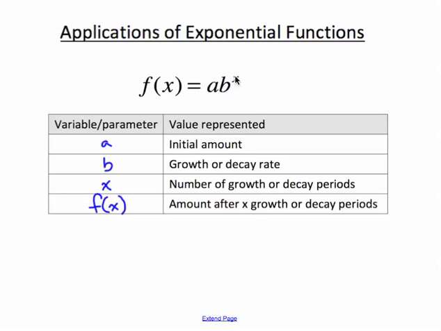x represents the number of growth or decay periods, and that's important. The whole exponent represents the number of growth or decay periods. And f(x) on the other side of the equation tells us what we're left with, or how much we've got after the growth or decay periods have passed.